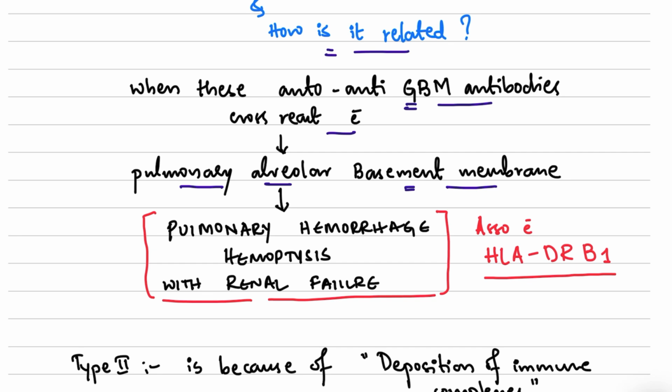So the classic symptom is recurrent hemoptysis with pulmonary hemorrhage, and the patient also suffers from renal failure, which should give you a hint that the patient is suffering from RPGN. Genetically, this syndrome is associated with HLA-DR-B1.